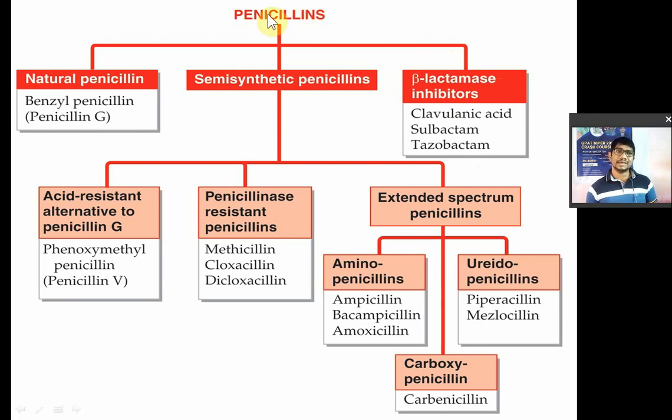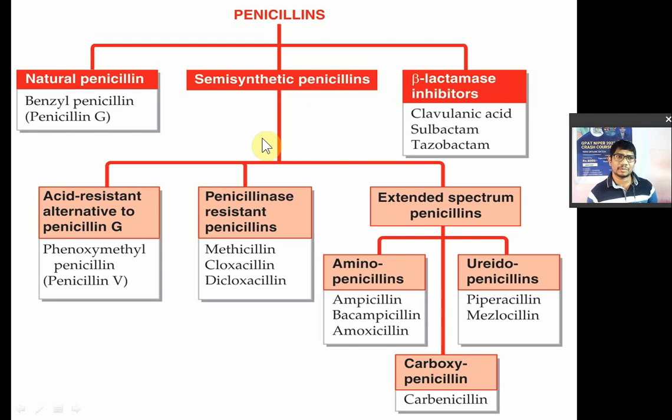Penicillin is basically classified according to the source. Natural penicillin is benzyl penicillin G. It is a drug of choice in various conditions, like gonorrhea, sexually transmitted disease, syphilis, neurosyphilis, and toxoplasmosis.